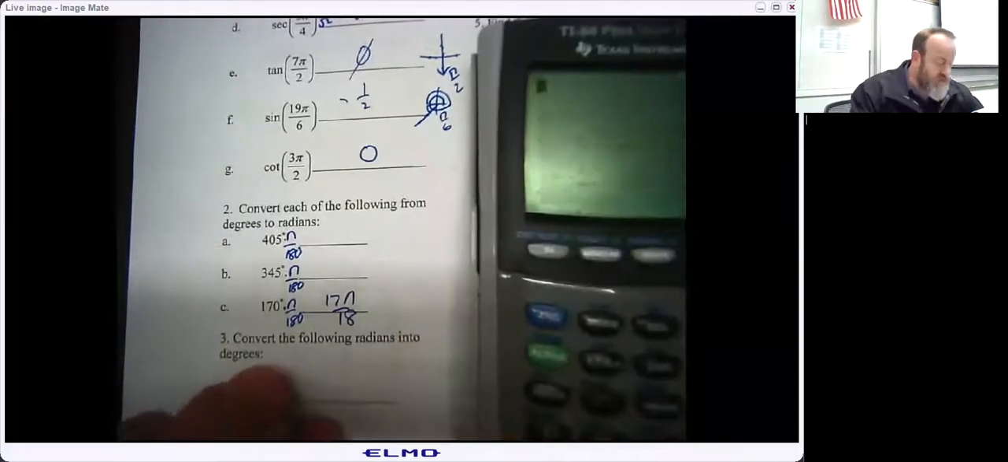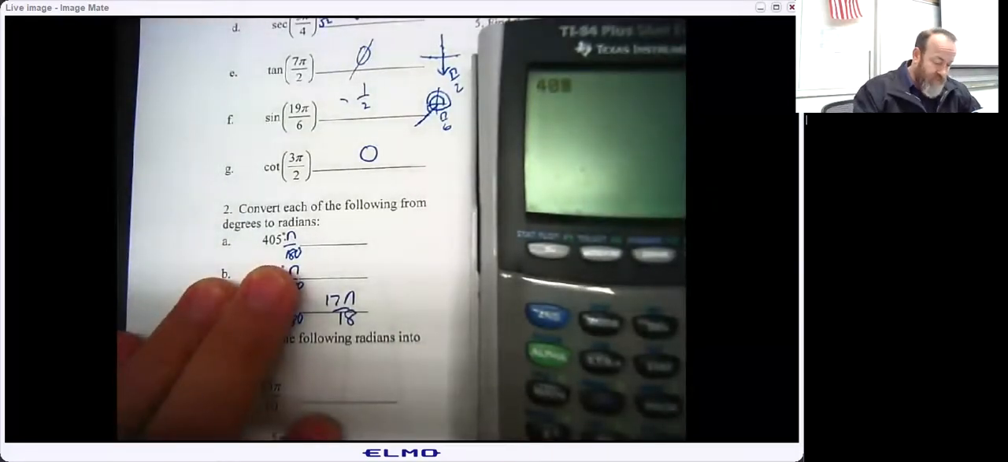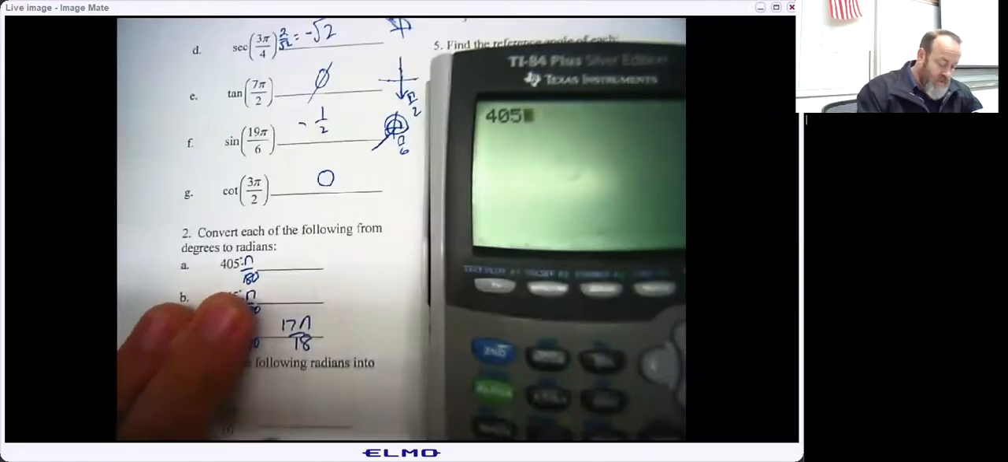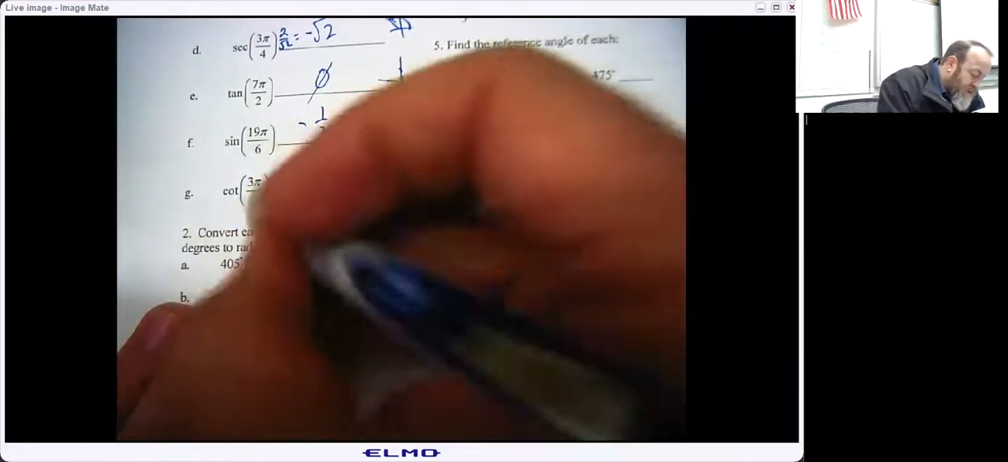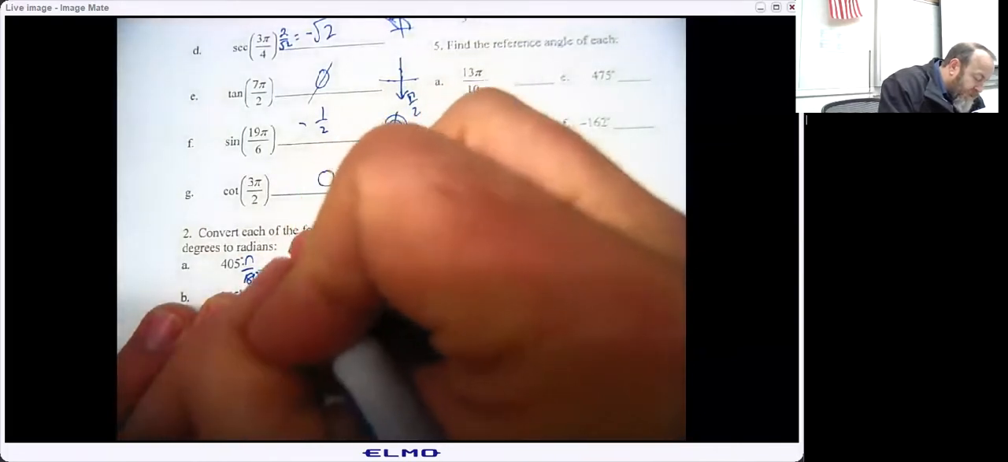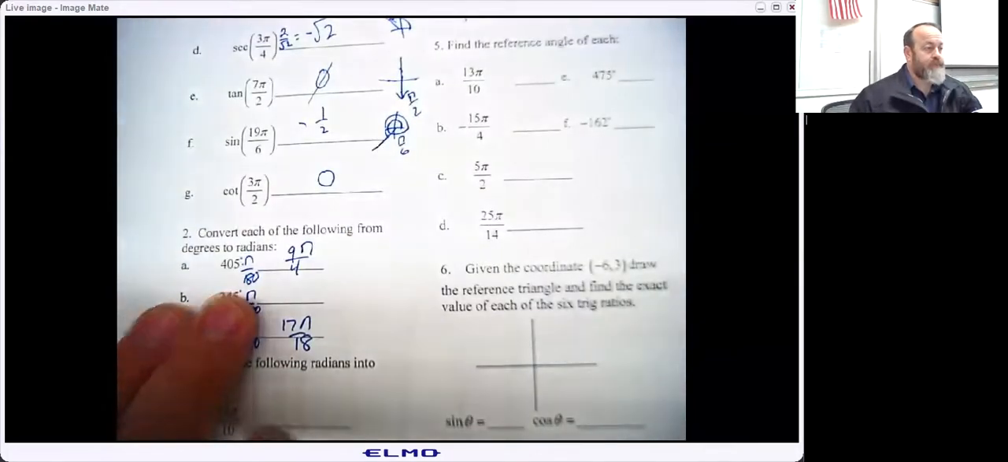So what I personally do is I just say, well, fine, I'm going to take 405 over 180. Notice that I'm not going to put the pi in that because pi is irrational. And I'm going to hit math, enter, enter. And it says, oh, that's 9/4. And then we'll put the pi back in. So that'd be 9 pi over 4.